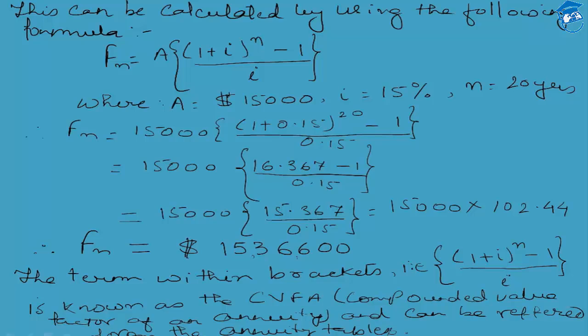Now where did I get this term 16.367? It's quite simple. It is actually 1.15 raised to the power 20. One option, which is practically not possible, is that we multiply 1.15 into 1.15 into 1.15 for the next 20 years. If we do this, it is not wrong conceptually, but it is going to be a very tedious and error-prone concept.